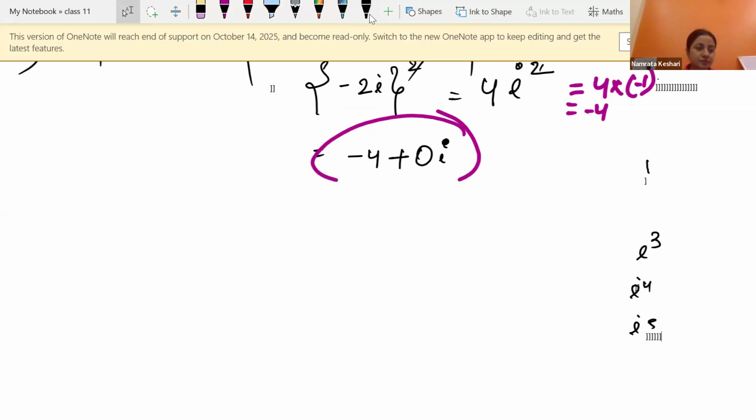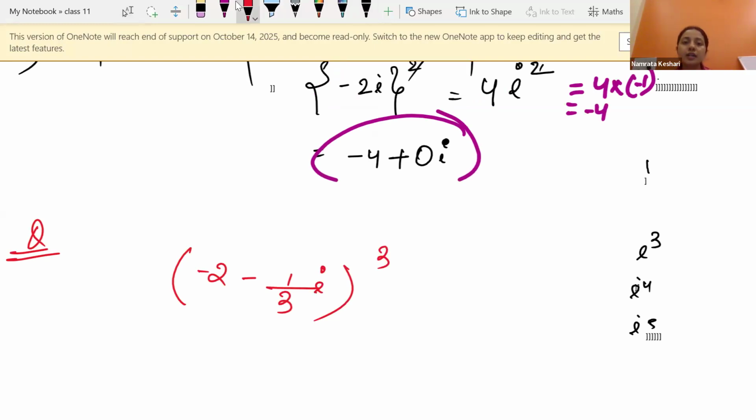Teacher. Now, the next question is (minus 2 minus 1 by 3i) whole cube. This is the question given to us, and we are trying to write the standard form of the complex number, a plus bi. Just a plus bi we want to generate; the cube we don't need. So we can use the algebraic expression formulas, (x plus y) whole cube and (x minus y) whole cube. You can assume that this minus 2 is your x and this is your y, and use the formula.